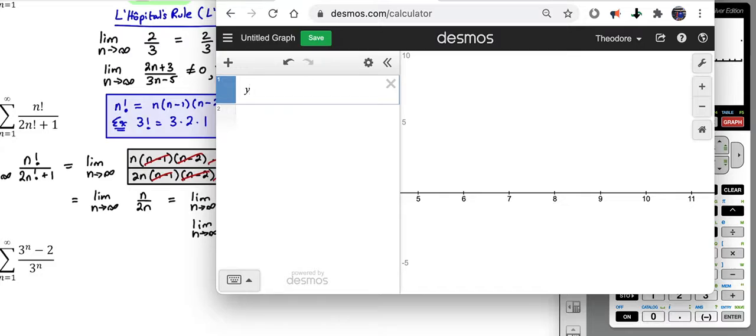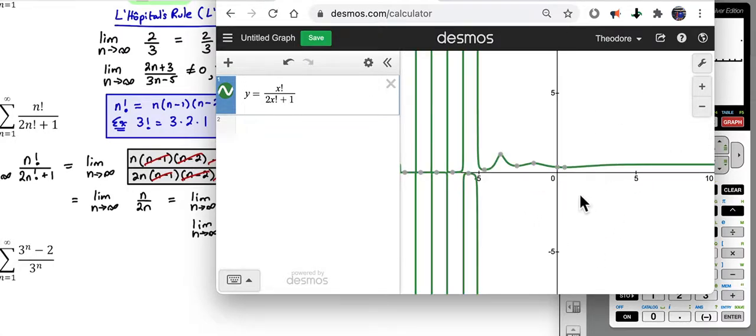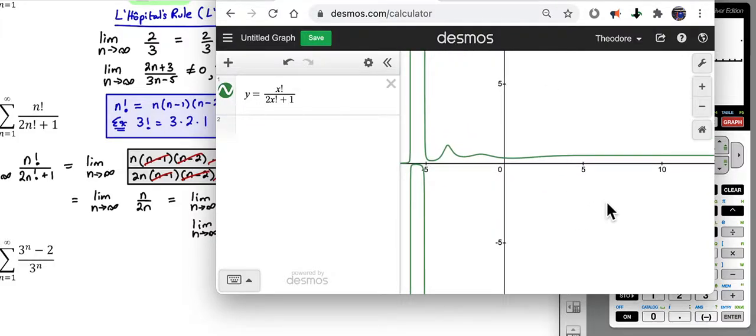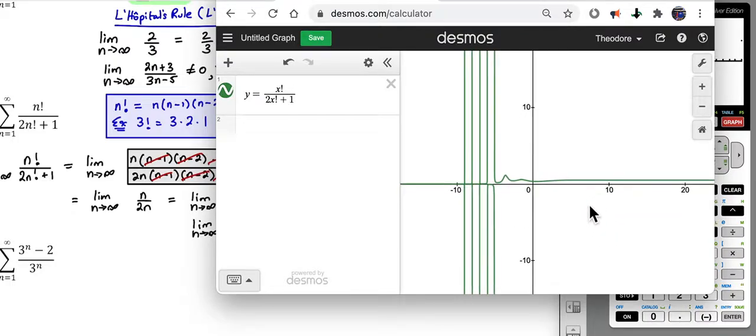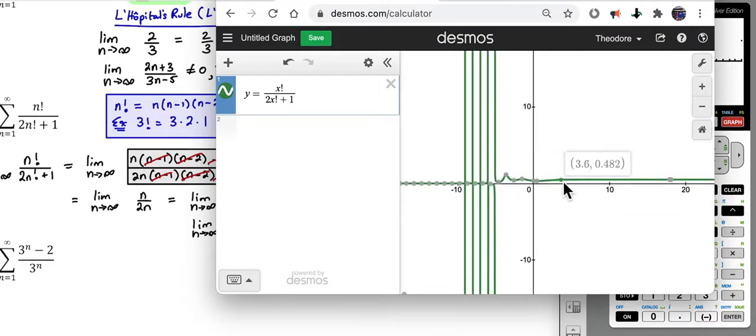So y equals fraction. We have x factorial, just an exclamation point for factorial, plus 1. And just get a good window here, hit the home button. Now you can see a little bit, I mean, obviously something more meaningful, and a little crazy on this side, but as you get to larger and larger values of x, you can see that the sequence itself is closing in on the value 0.5.